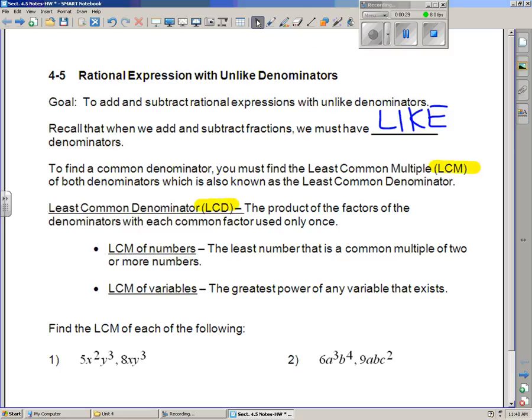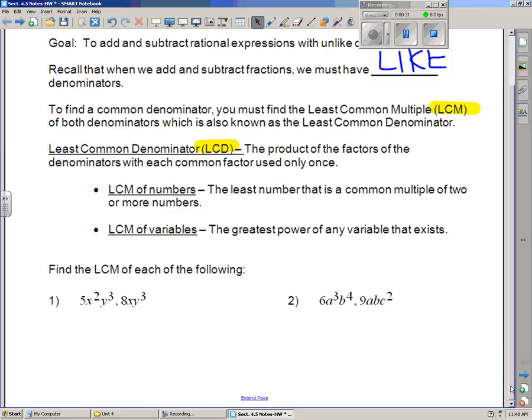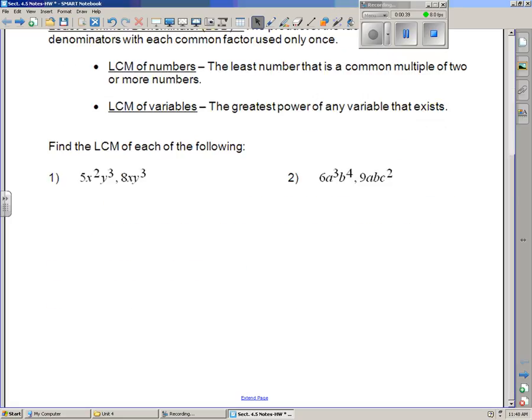And essentially what that means is you want to balance out these particular denominators so they both have the same thing. If you take a look at number 1, for example, if you see the number 5 and 8, well, what number do they both go into? They both end up going, in this case, into 40. So part of our least common multiple would be 40.